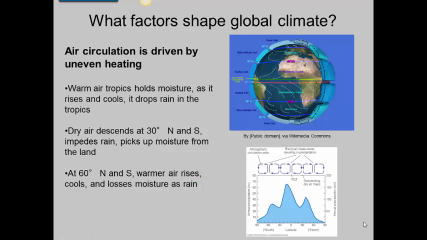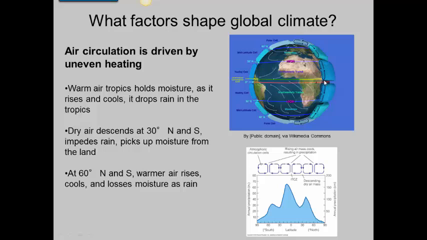Uneven heating drives another very important atmospheric phenomenon called air mass circulation. Air mass circulation is driving many of the patterns of wind across our planet, and it's also responsible for a lot of the variability in precipitation that we see in different regions of the planet. So recall that there's a lot of solar radiation and heat being delivered to the tropics. So there's a lot of warmth, and these cells represent the atmosphere above our planet.